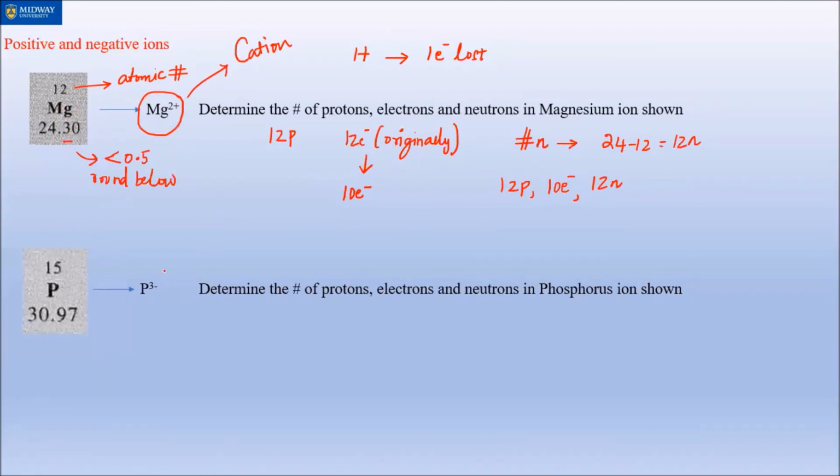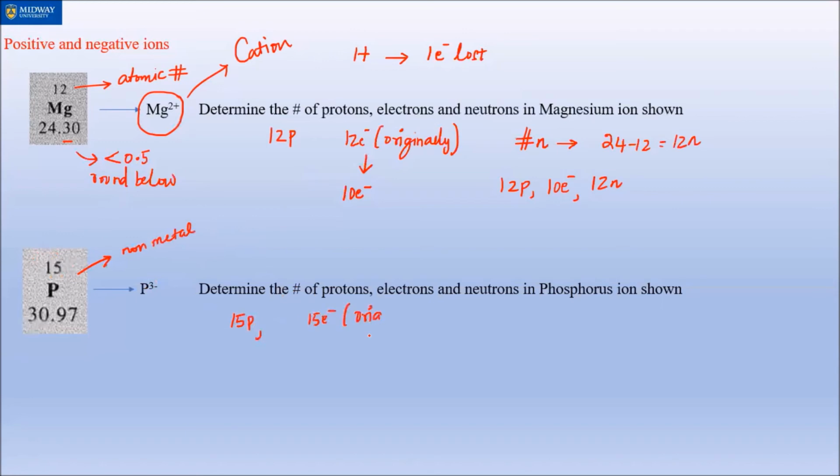Okay, phosphorus is in the non-metal family. So if you remember the tip, non-metals typically gain electrons, metals always lose electrons. And that makes sense because it's got 3 minus. And phosphorus atomic number is 15. So it's got 15 protons and it had 15 electrons originally.